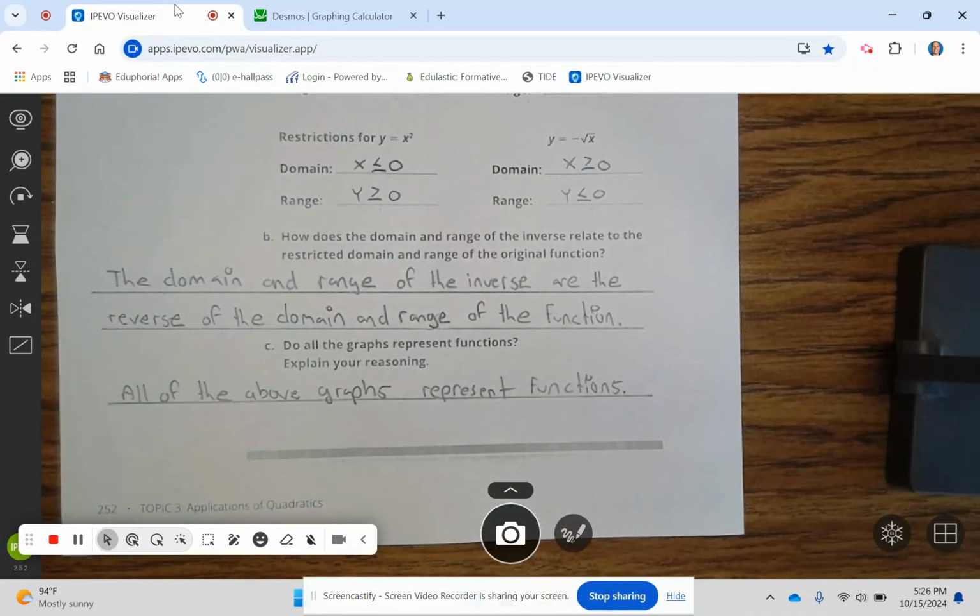B. How does the domain and range of the inverse relate to the restricted domain and range of the original function? The domain and range of the inverse are the reverse of the domain and range of the function. C. Do all the graphs represent functions? Explain your reasoning. All the above graphs represent a function.